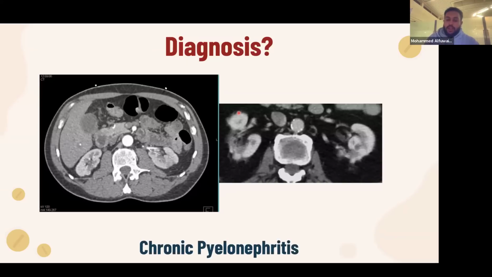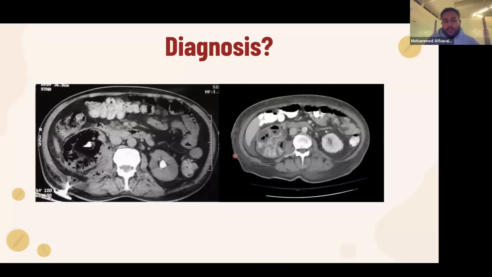Chronic pyelonephritis. So cortical scarring, for example, you can see clearly here that the kidney, it's all gone. It's all scarred. Why? Because of chronic pyelonephritis. So it's irregular borders of the kidneys. Okay, so this is chronic pyelonephritis.